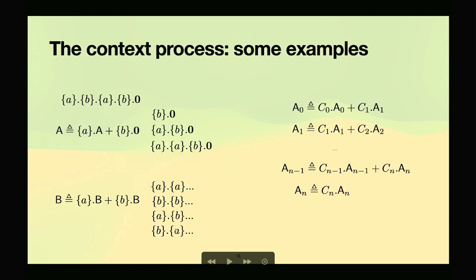Here there are some examples of what we can express as the behavior of the context, and we can have also, of course, a more complicated way of recursive definition.